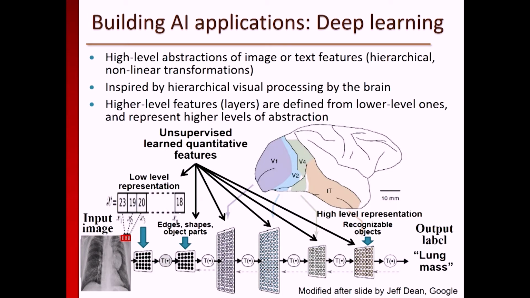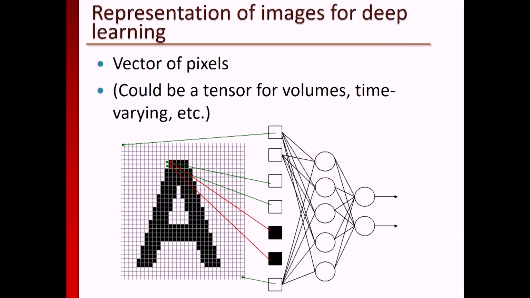You just put the whole image in, and you train a complicated multi-layer network to produce an output, like is there a mass, or is it benign or malignant, which kind of mimics how the visual system and other hierarchical structures in the brain work. And the representation of an image is very simple. It's an array of pixels, so you can feed that into the input, your first layer in a deep neural network.